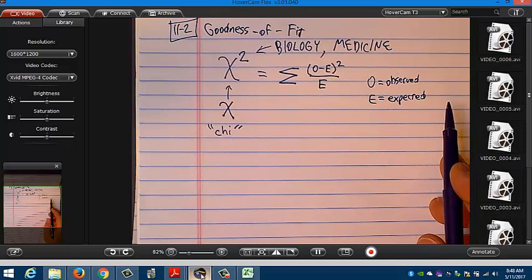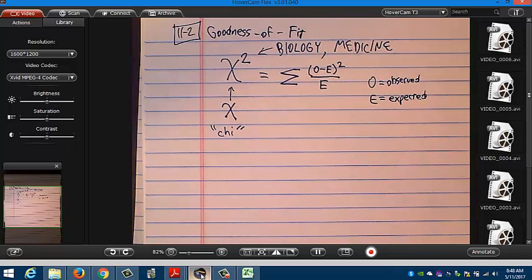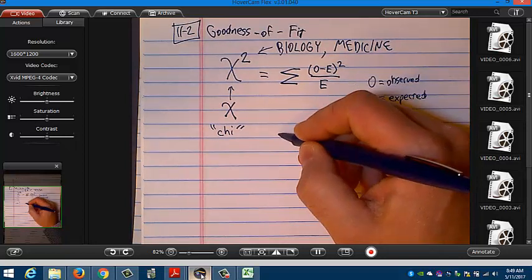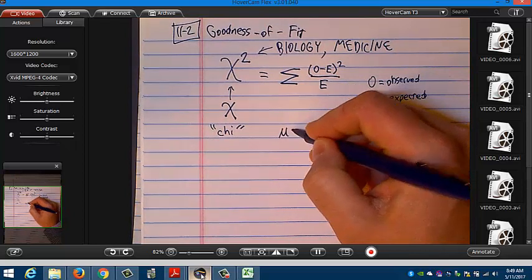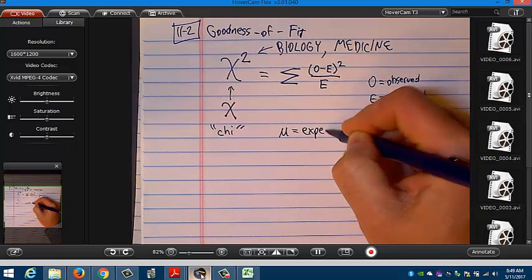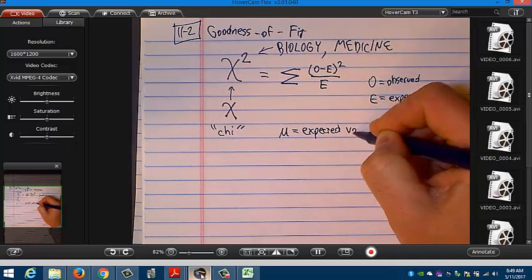What's that? So O is observed. Yeah, we've had lots of observations. You're right, even in chapter 12. But E, expected. No? It was when we were doing probability. Yep. And we called the mean, maybe you don't remember this, the mean was also called the expected value. Do you guys remember that?